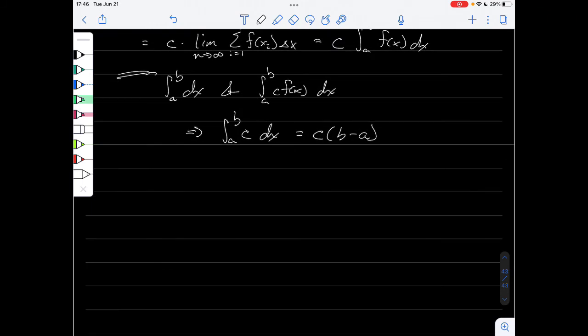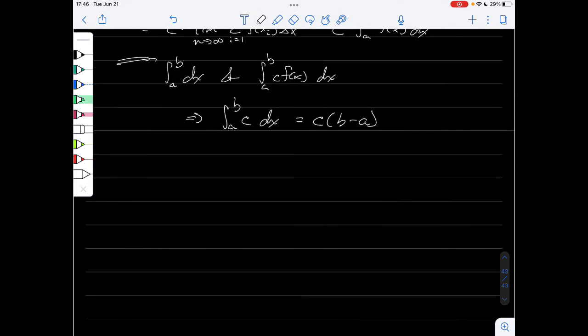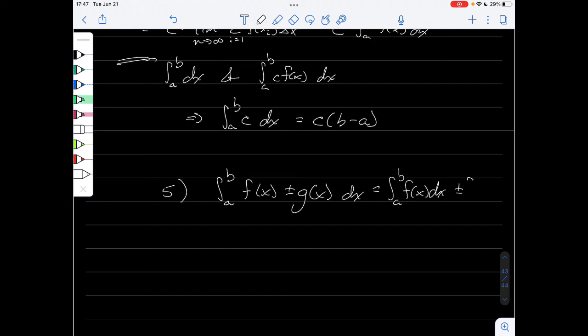Okay, next, these are all coming from properties of sums, and we are on property 5 now. So property 5 says that the integral of f of x plus or minus g of x is going to be the integral of f plus or minus the integral of g. And those are our big 5 properties here.